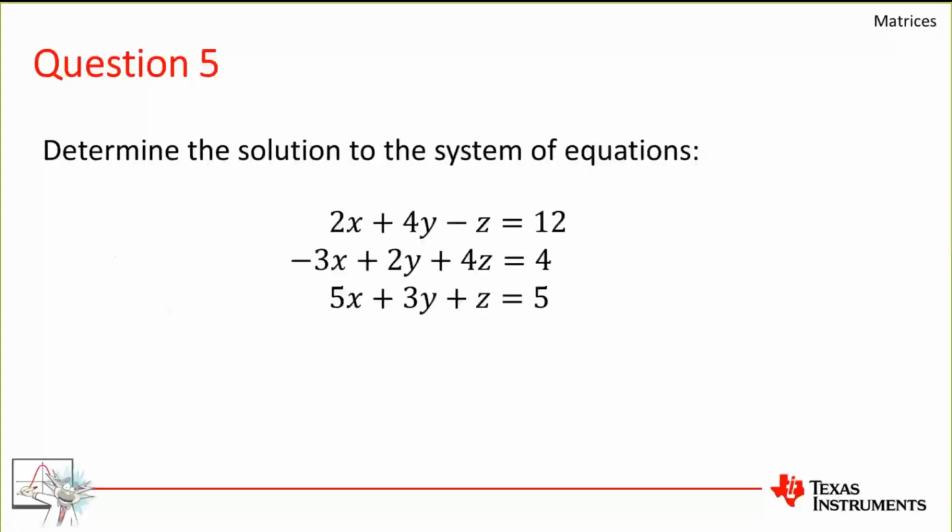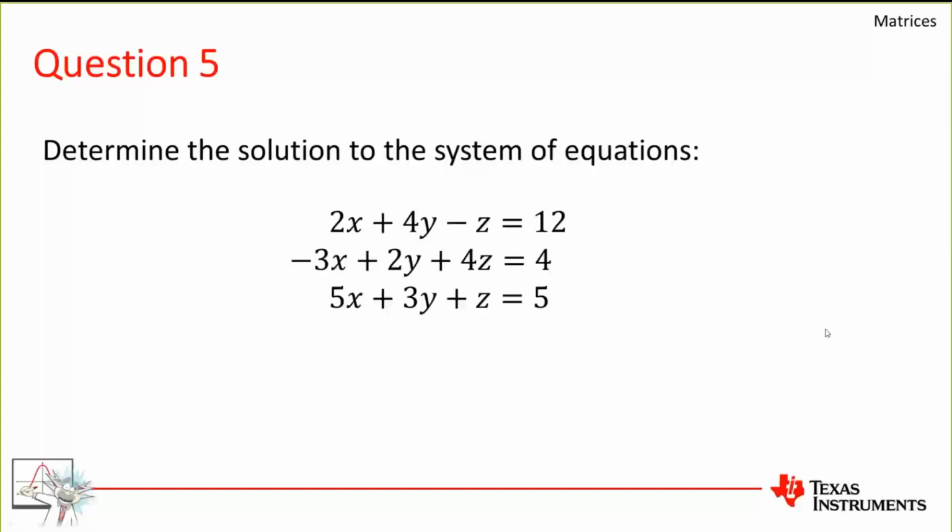Okay, question 5. This one's actually to do with matrices. Now, there are a range of ways to solve simultaneous equations on the 84CE. I'm going to use a matrix because there's a really cool command called row reduction echelon form. So let's see.